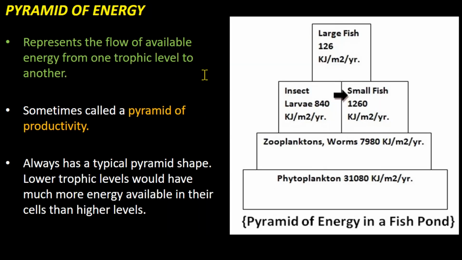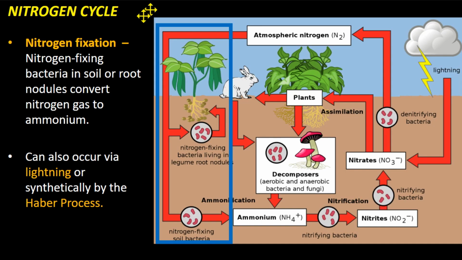Pyramid of energy represents the flow of available energy from one trophic level to another. Sometimes this is called a pyramid of productivity. This would always have a typical pyramid shape, because the amount of energy in the producers would always be more than the amount of energy through each successive consumer. So lower trophic levels would have more energy available in their cells than higher levels.